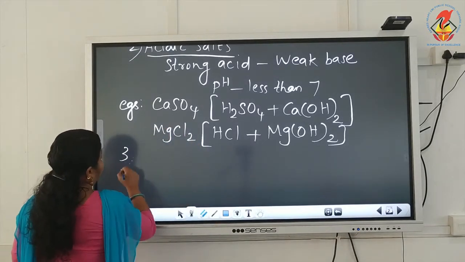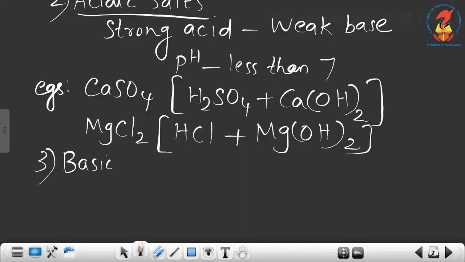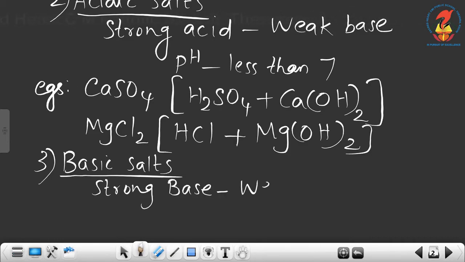Now the third type is basic salts. So how are basic salts formed? By the neutralization between, so it has more basic power, so the base will be a strong base and a weak acid.